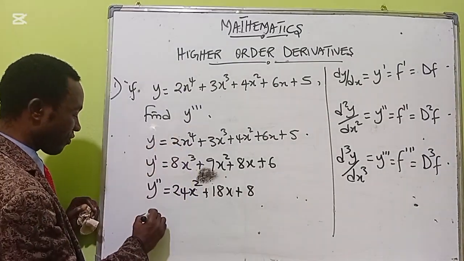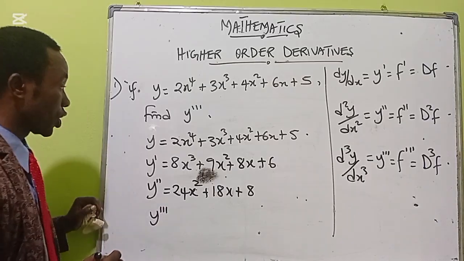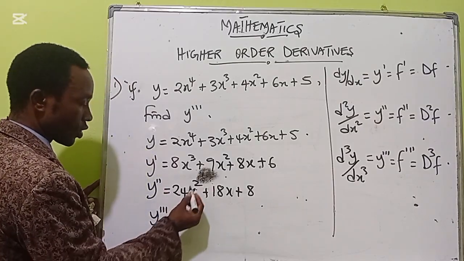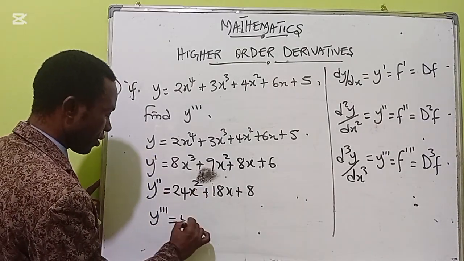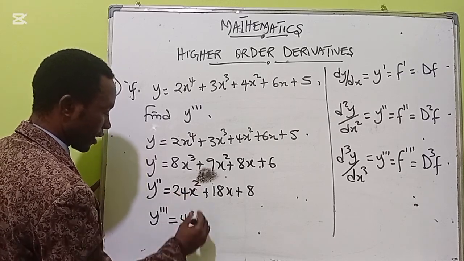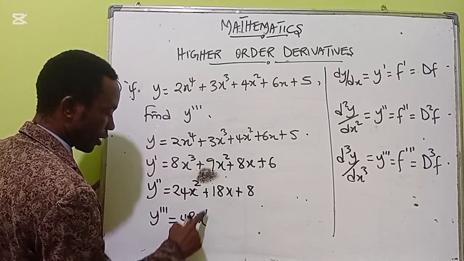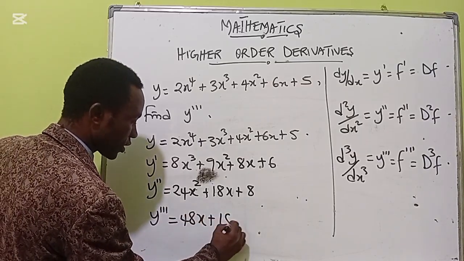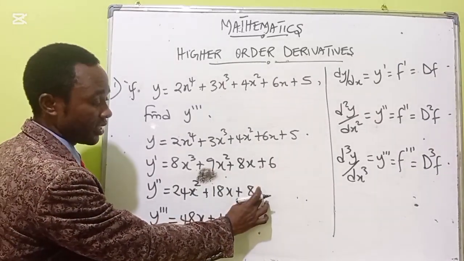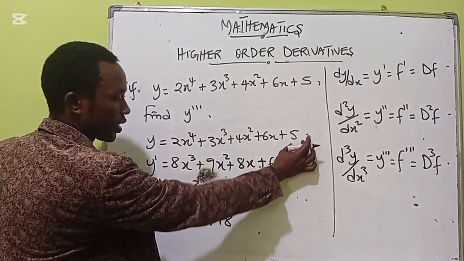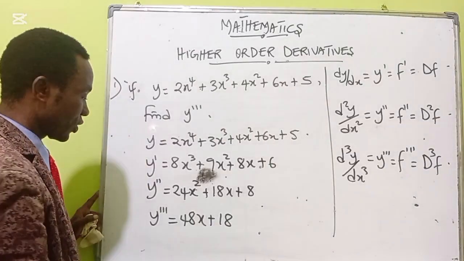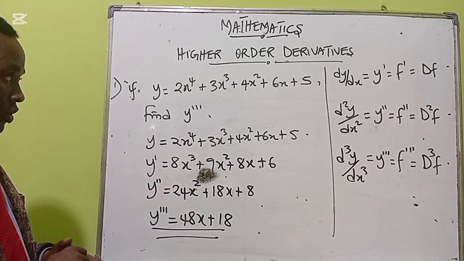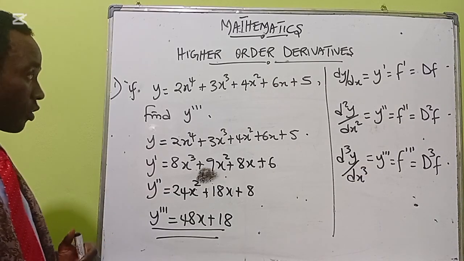Now we want to get the final one, which is the answer for our question, the third derivative. So how do we differentiate this again? 2 times 24 will give me 48. Okay, x: 2 minus 1 will be 1, so no need to put it. Then plus, when you differentiate 18x, you get what? 18. When you differentiate a constant, which is 8, it becomes 0, so no need. All the constants, when you differentiate them, are 0, so there's no need. So this is our final answer for this question, the third derivative. That is how we can get the third derivative.